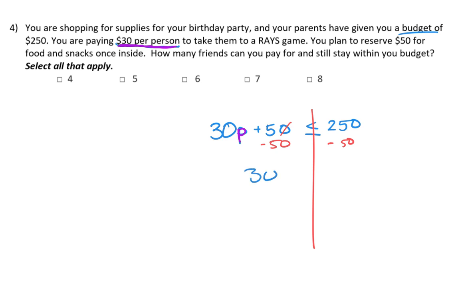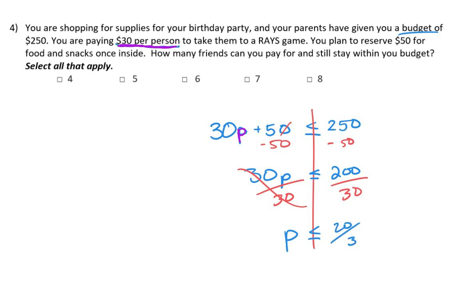All right, so 30p is less than or equal to 200. And then I can divide. And p is less than or equal to 200 divided by 30, which is the same thing as 20 divided by 3, which is like 6 2/3 or 6.66 repeater. So how many friends can I bring?